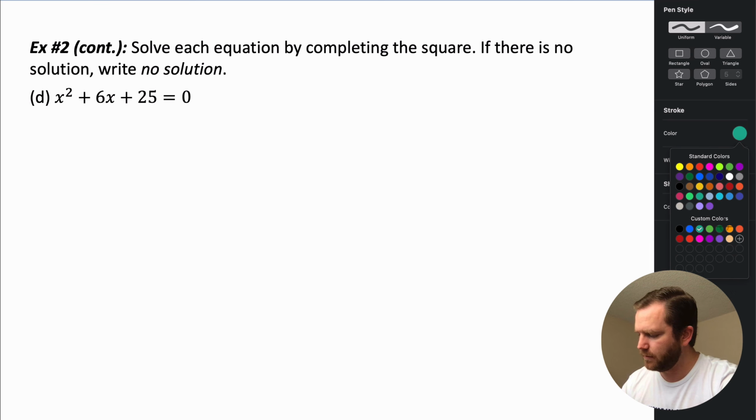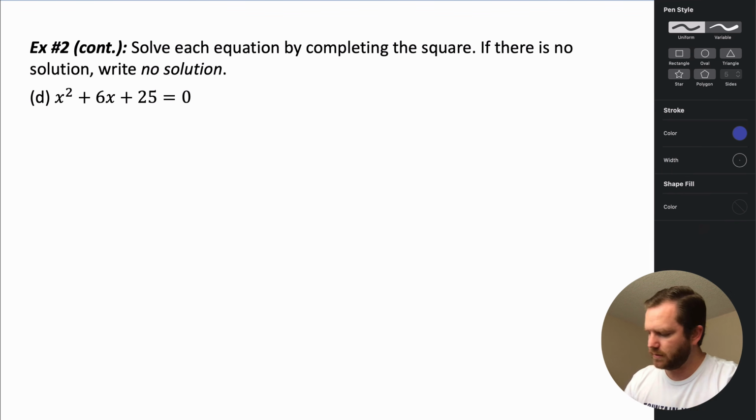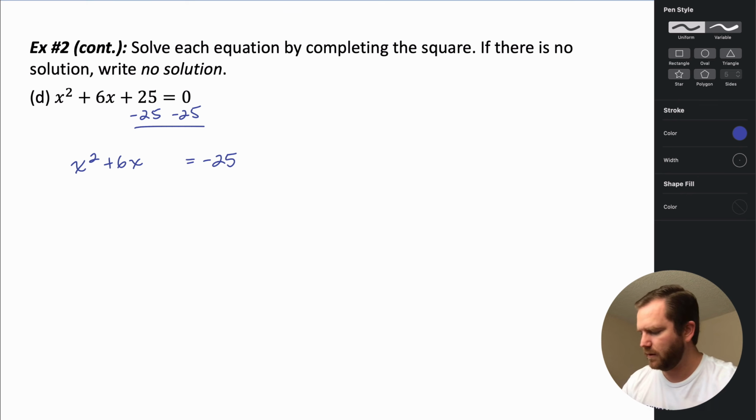All right, so let's look at our last example here. This is our last one. Let's go with this. So we have x squared plus 6x plus 25 equals 0. So we know to complete the square, this has to be moved over. So to do that, I'm going to subtract 25. So we have x squared plus 6x equals negative 25.